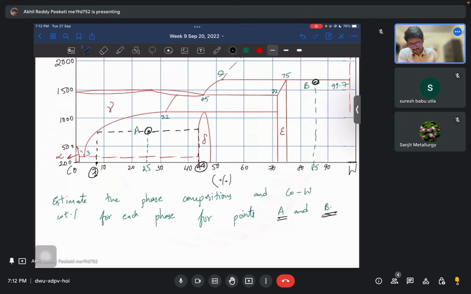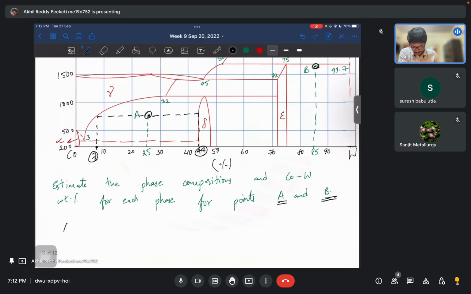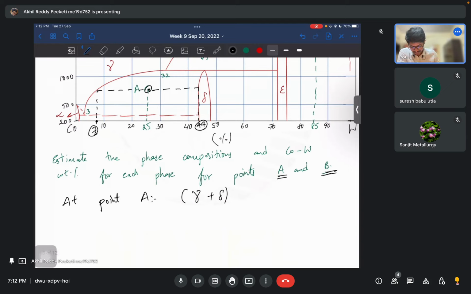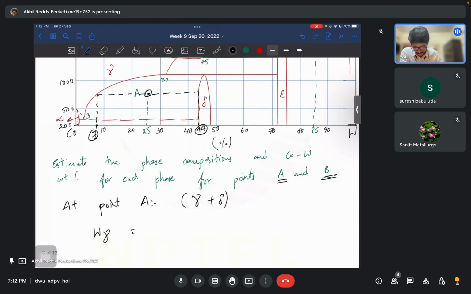Okay. Now at point A we actually have gamma phase and delta phase, right? So at point A we have gamma and delta phases. Now what will be the fraction of gamma phase? Let's do it this way. Fraction of gamma phase. Here we'll use the lever rule.